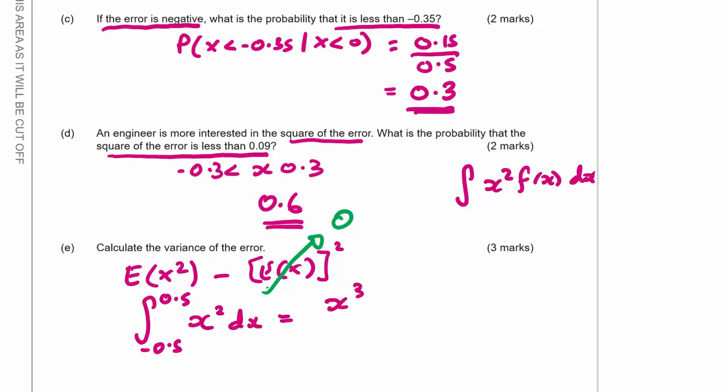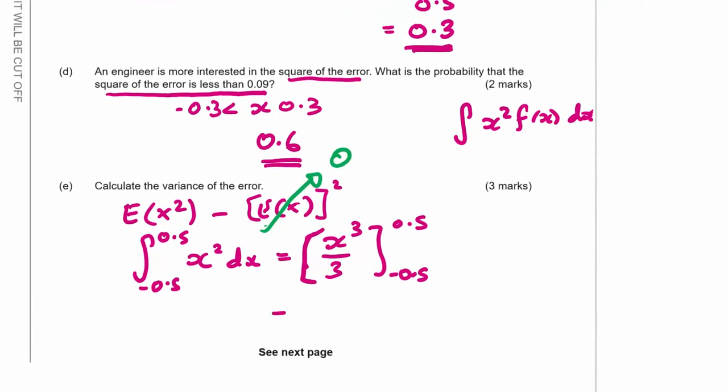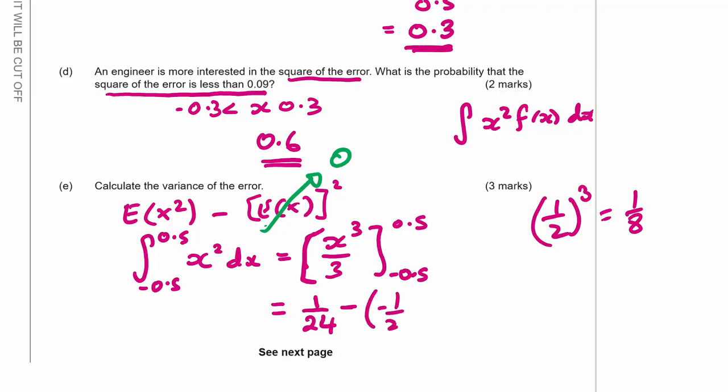So that is going to be x cubed on 3, evaluated from negative 0.5 to 0.5. So if we have a half and we cube it, we get 1/8. So divide that by 3, and that is 1 over 24. And if we put negative 0.5 in here, we're going to get negative 1 over 24. And so that is 2 over 24, which is 1/12.